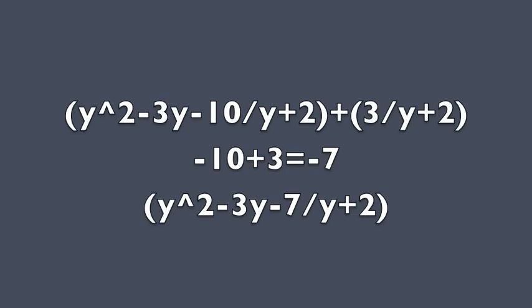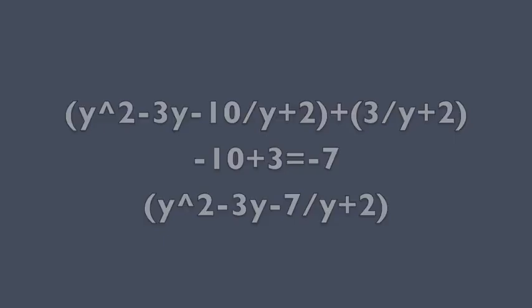But wait, do not forget to add negative 10 and 3, because they are numerators. By doing this, you should get y squared minus 3y minus 7 over y plus 2.